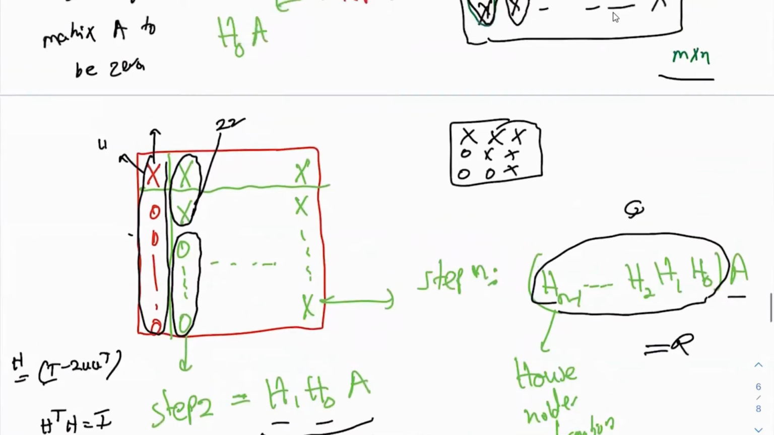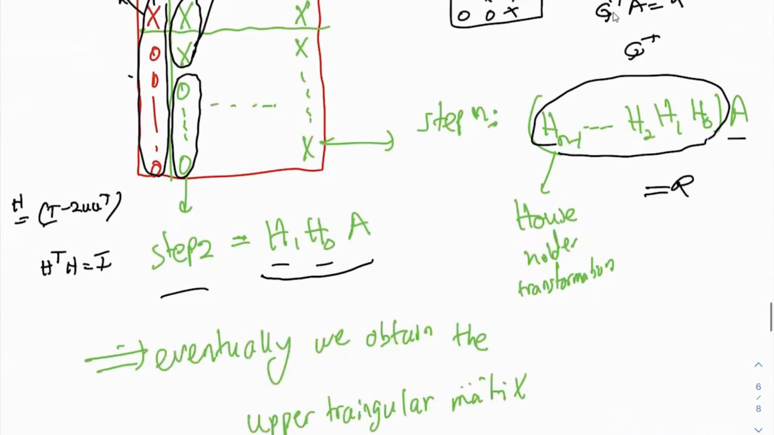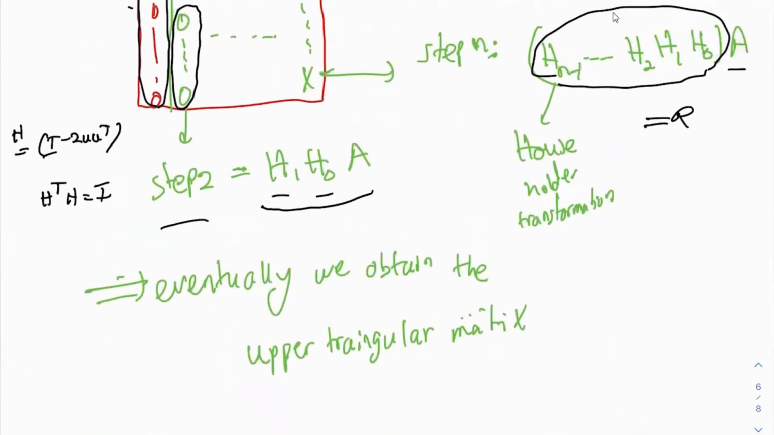For example, if you have A equal to QR, and you multiply everything by Q transpose from the left side, you get Q transpose A equal to R. Remember, Q transpose Q is identity. So we let the product H0, H1, H2, all the way to Hn minus 1 be Q transpose. That's how we find the QR decomposition using the Householder transformation. So eventually we obtain the upper triangular matrix, or another way to say it, we make the subdiagonal elements all equal to 0.